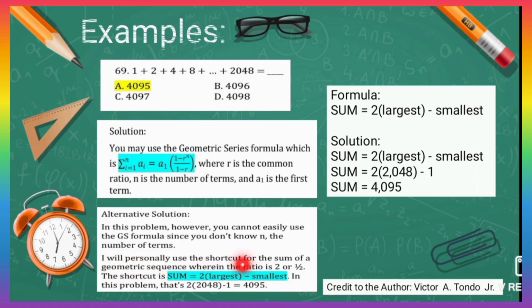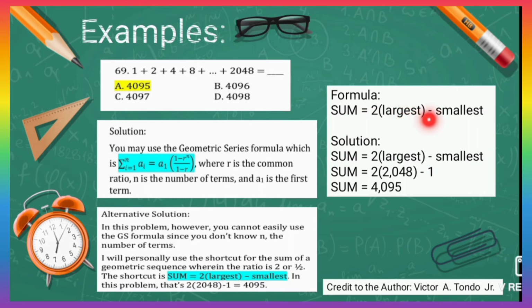I will personally use the shortcut for the sum of a geometric sequence wherein the ratio is 2. Okay. 2 nga naman yung ratio kasi nag-multiply tayo sa bawat term papunta sa 2048. Or 1 half. Kasi depende kung halimbawa nauna itong 2048, then 1 half siya. Pero same pa rin na formula. It's either 2 yung ratio mo or naka-fraction or 1 half.